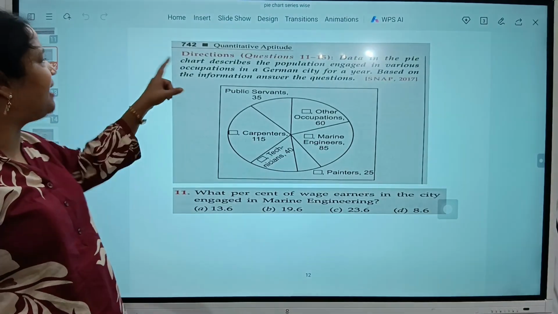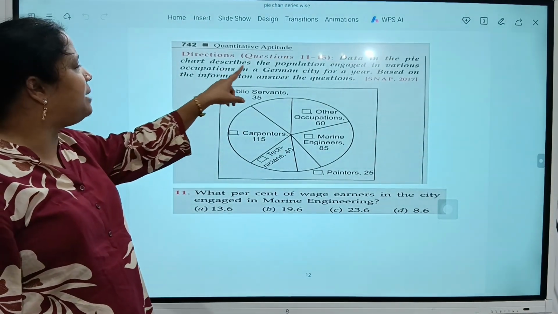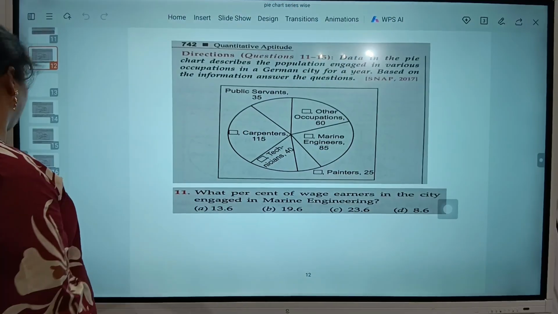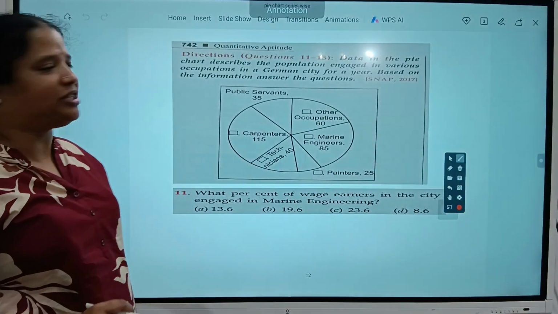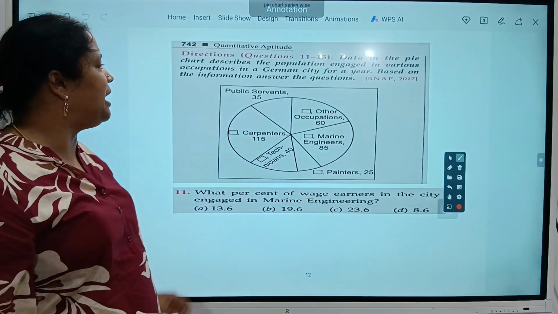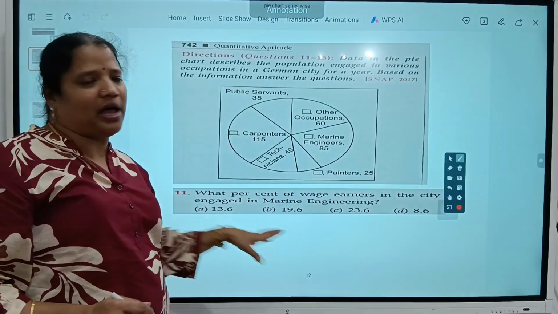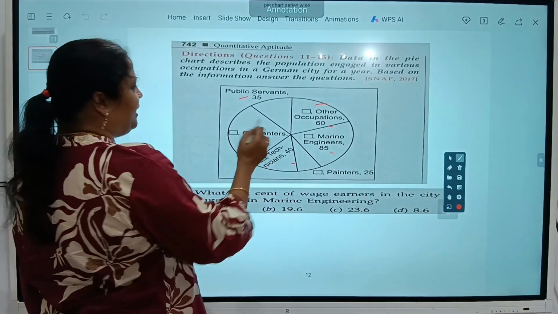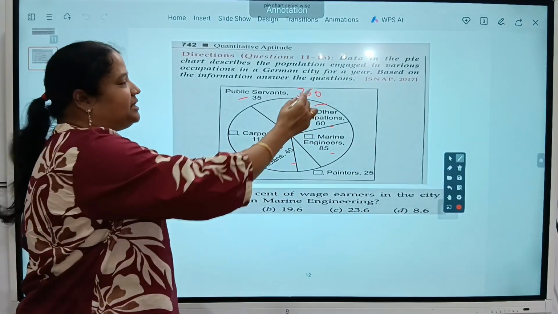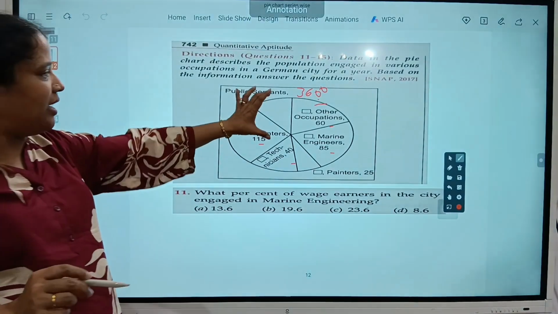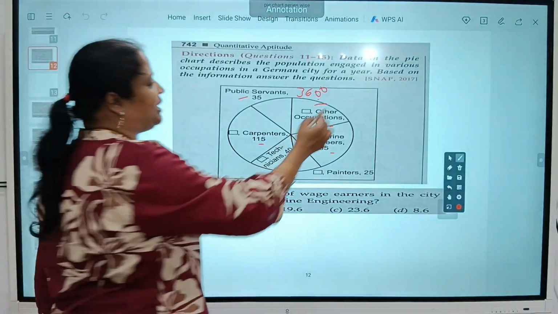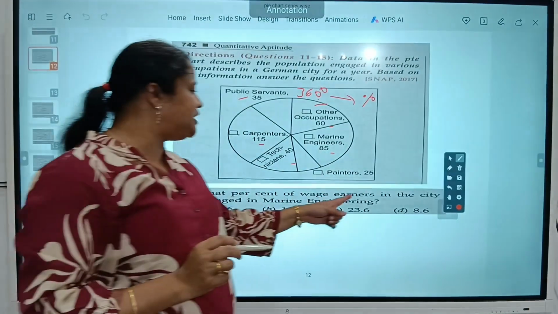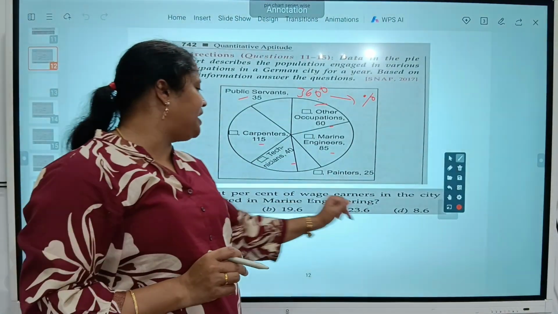The next graph is data in a pie chart describing the population engaged in various occupations in a German city for a year. The people engaged in different occupations in the German city is given for a year. Based on the pie chart, we have to answer the following questions. If you add up all these values, how much does it come? It comes to 360. Means a 360 degree chart is given, that we have to convert into percentage now. Degree to percentage. So what percent of wage earners in the city are engaged in marine engineering?